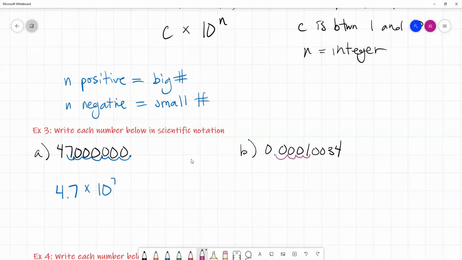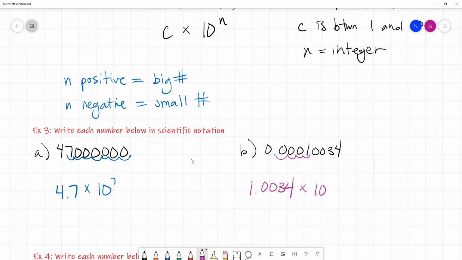And you're probably wondering, how do I know that I can't keep moving it? Well, if I move it one more spot over, now I have 10.034, and I don't want it to be bigger than 10. I want it to be smaller than 10. So I can't move it over one more spot. Okay, so it's going to stay there. So my number now is going to be 1.0034 times 10.